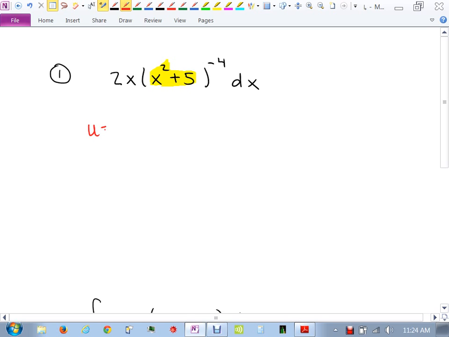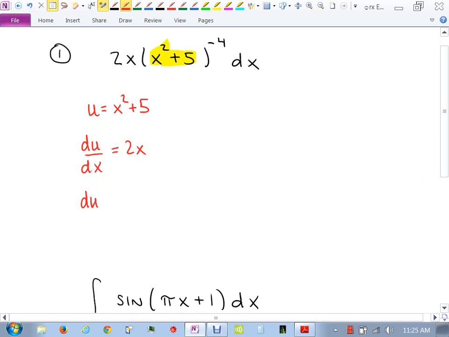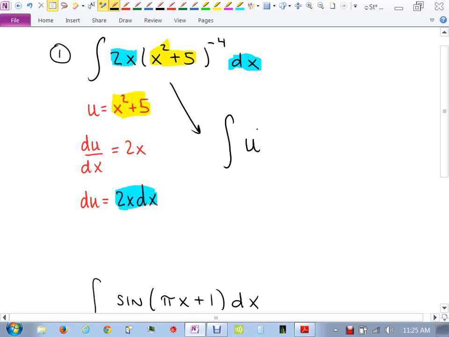So if I let my substitution be x squared plus 5, then the derivative of that, with respect to x, would be 2x. Then what we did last time was we moved the dx to the other side. So now it's just a matter of matching things up. My 2x dx is right there, right? So that's going to be replaced with a du. My u is x squared plus 5, and so that's going to become a u to the negative 4. So my integral becomes, I'm moving quickly through this, integral u to the negative 4 du, exactly, right?